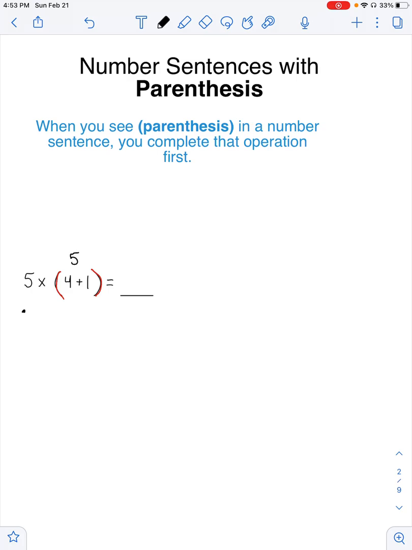Once I am done with whatever's in the parentheses, then I can start from the left side and go across like I normally would. So I'm going to rewrite it so that you can see what it is after I completed the parentheses.